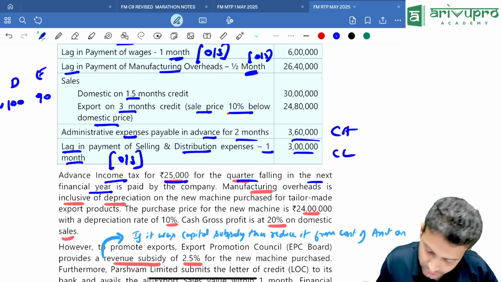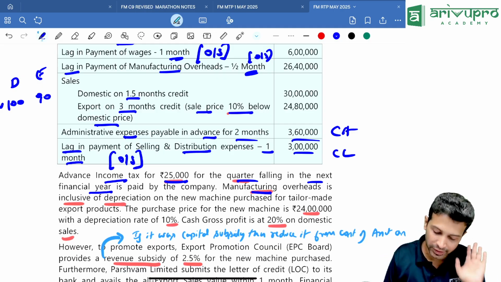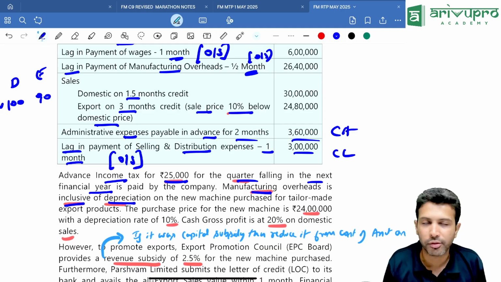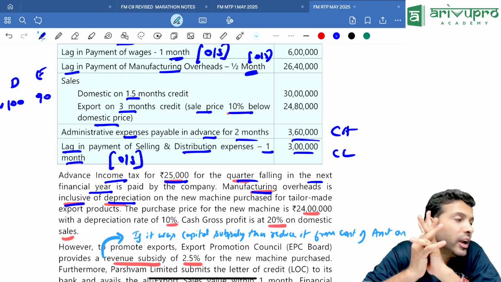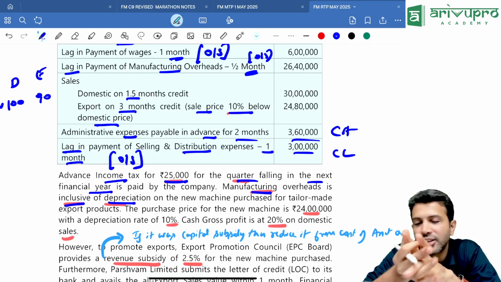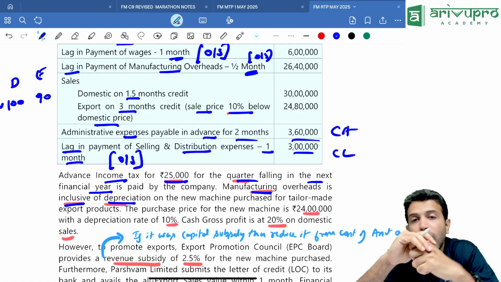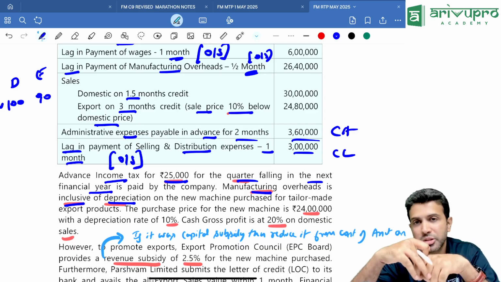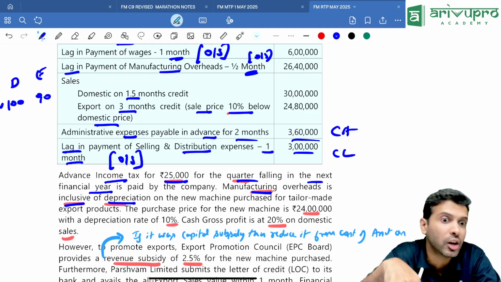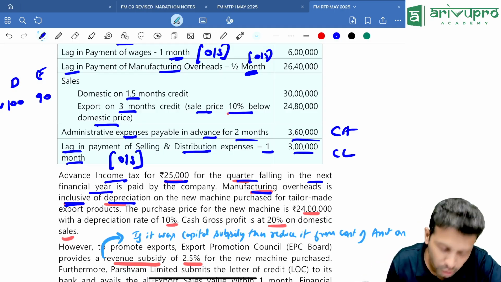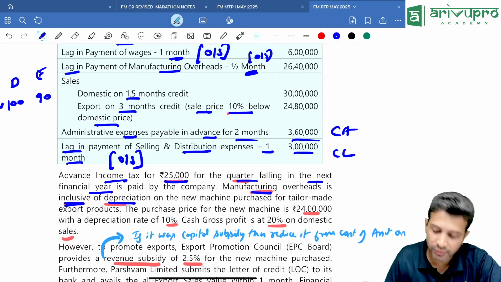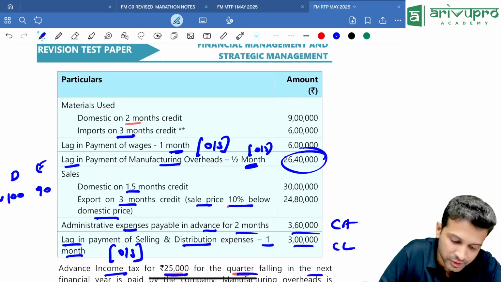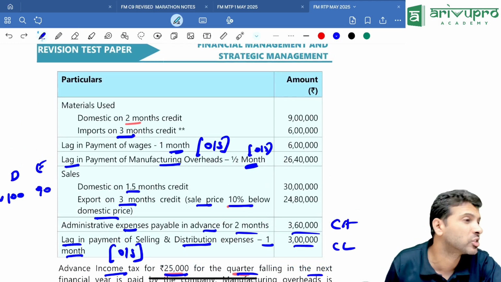Now look at this question. In this adjustment, manufacturing overheads is inclusive of depreciation. Sir, we prepare working capital on what basis? Total cost basis or cash cost? Cash cost. Cash cost means depreciation should be considered or ignored? Ignored. But they have included. So what should we do? Can we take this number or reduce depreciation?